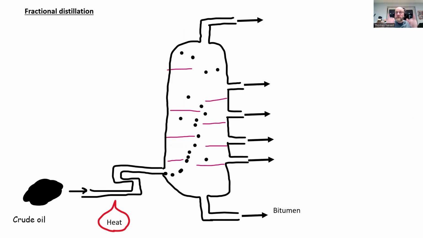So how do we do this? We do this by fractional distillation. What do you need to know? Well, first, these fractional distillation columns or towers are really big. They're 40, 50, 60 meters tall, very, very tall. So they process a lot of crude oil.